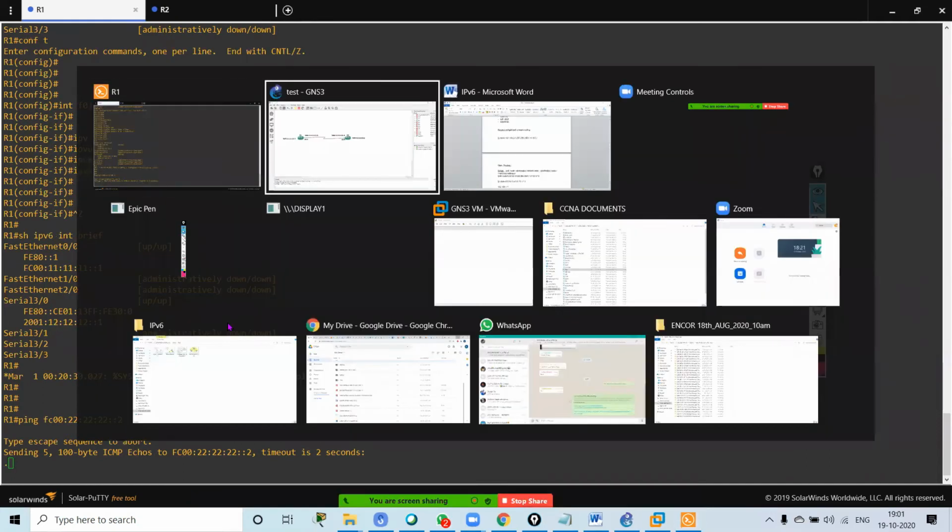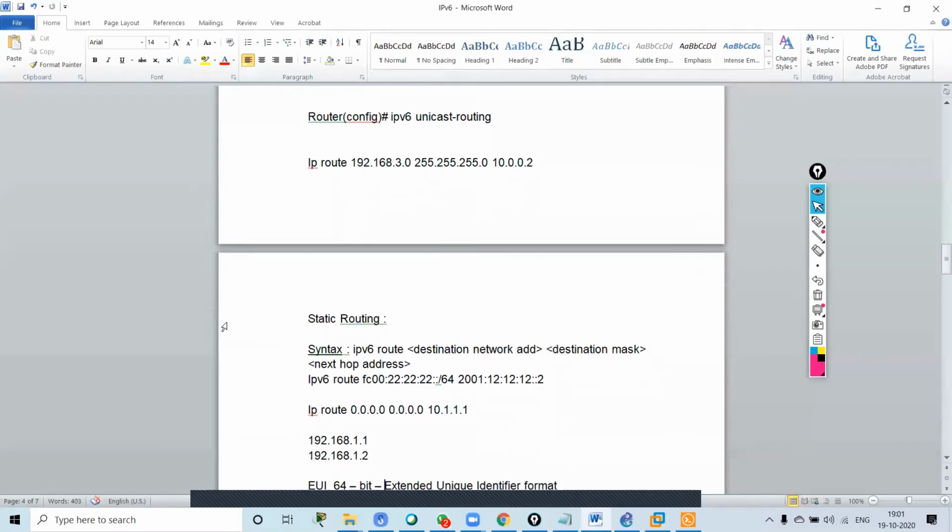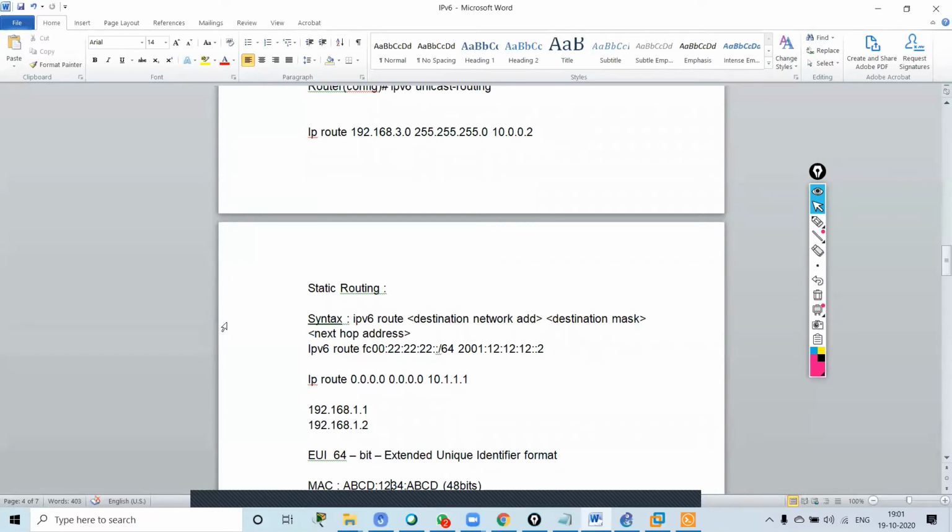How can I configure routing? There are different routing protocols. The first one is static routing, IPv6. The command will always start with ipv6 route, then destination network address, destination mask, next hop address. Understood? Like we used to give in IPv4, here the syntax is the same. IPv6 route.